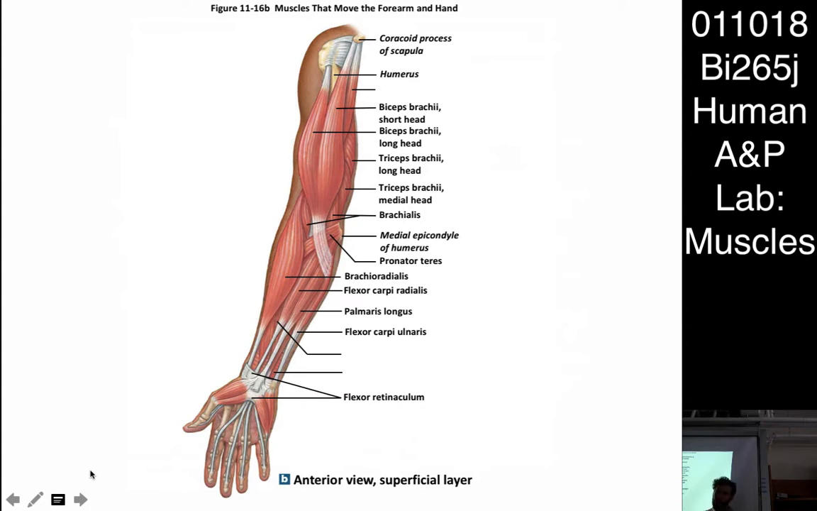To really see the brachialis properly, you need to pull the bicep away. So, Meryl, if you did that there, you'd see the large brachialis muscle, which forms the bulk of the bulge.